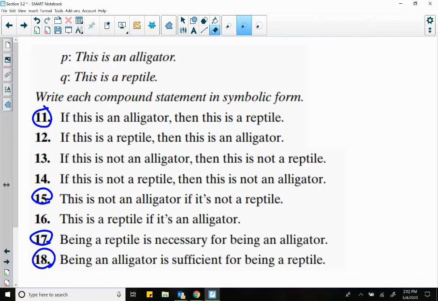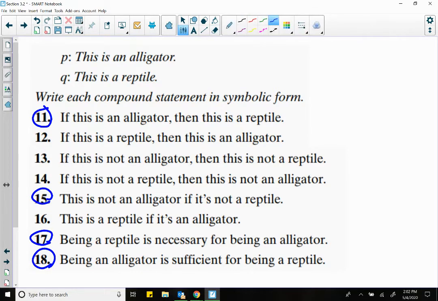Okay. So when you're looking at this, number 11. We've got new statements. P is all about this is an alligator. Q is all about this is a reptile. So, I see an if.